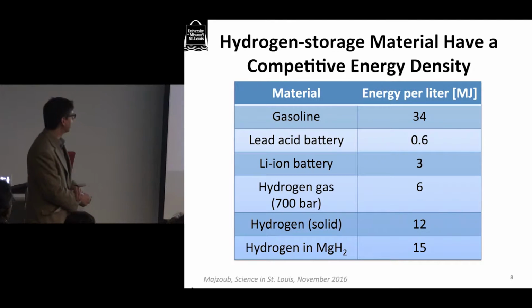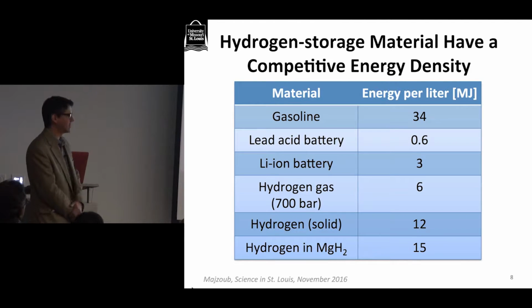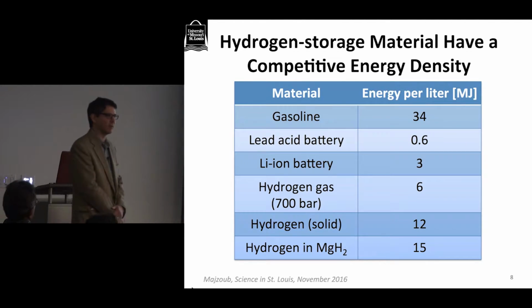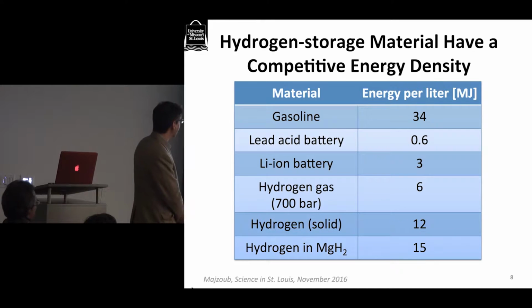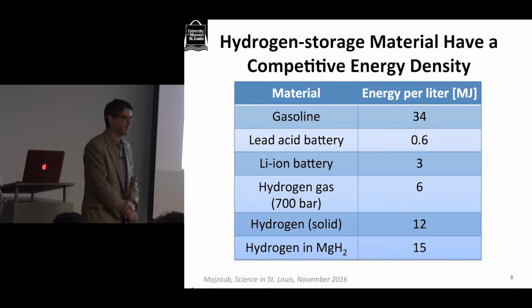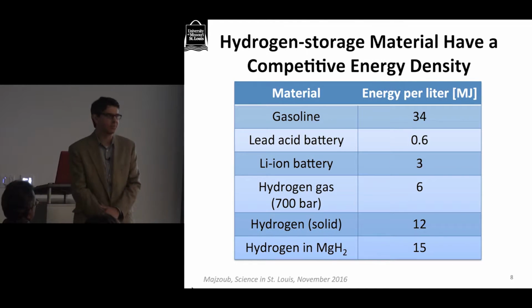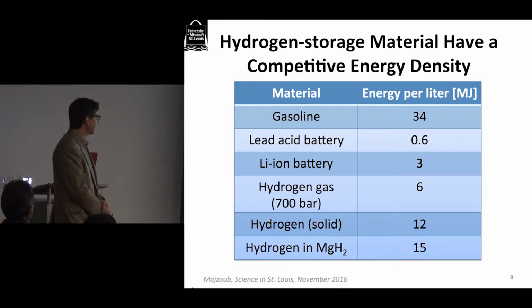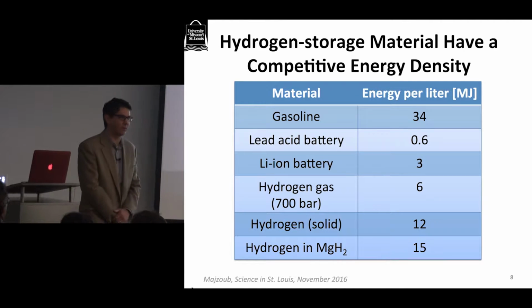So gasoline is at the top of the list here. It has about 34 megajoules per liter, which is quite a large number. If you consider the lead-acid battery that you use to start your vehicle, per liter it has an energy density of only about 0.6 megajoules per liter. Lithium-ion is several times higher than the lead-acid battery. That's why lithium-ion technology is of interest for electric vehicles.